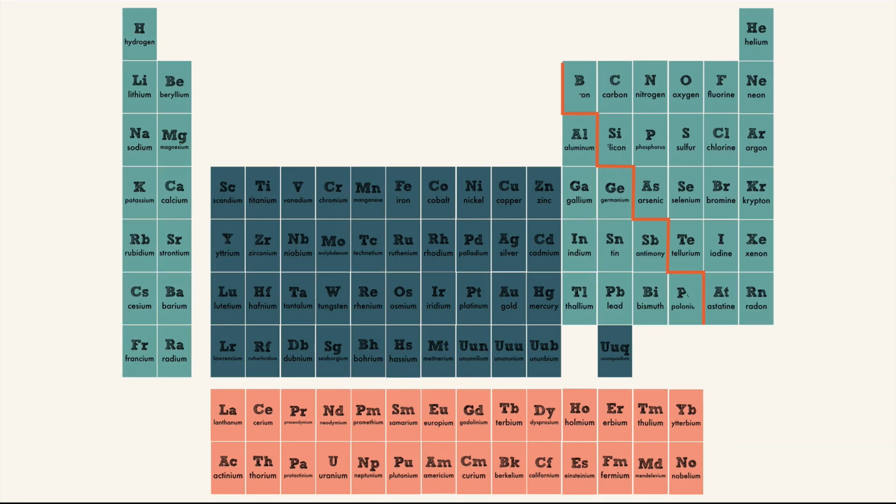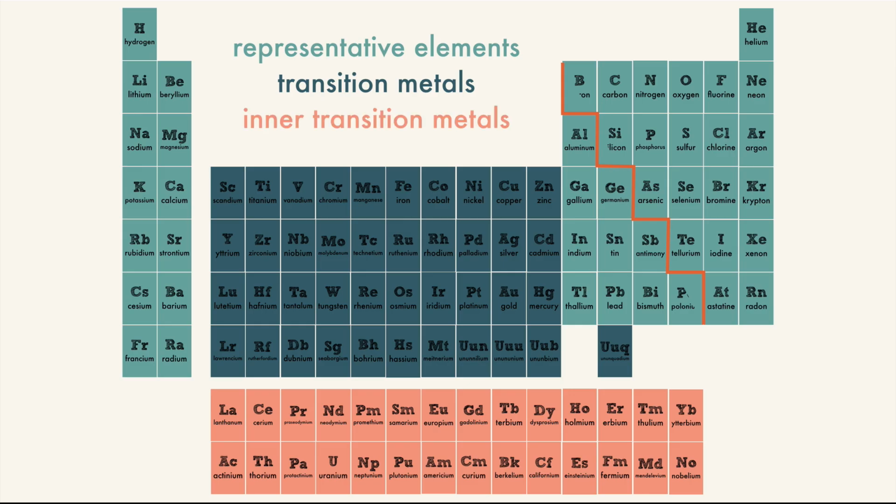There are also some general regions of the periodic table. The representative elements are the ones we use most often, the transition metals are the block in the middle of the representative elements, and the inner transition metals are usually pictured beneath the transition metals.